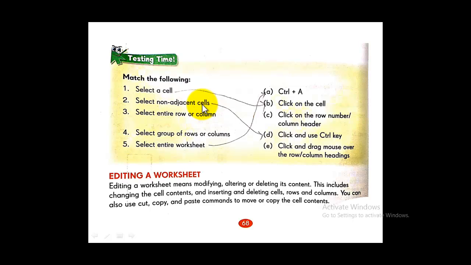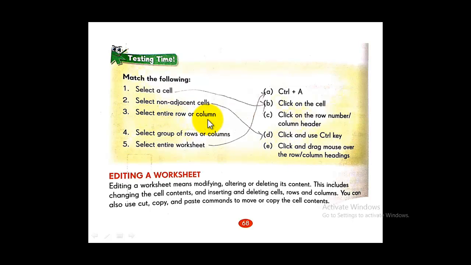Then selecting non-adjacent cells: click and use the Control key to select non-adjacent cells. We have to first select the first cell, then press the Control key on the keyboard, and click on the non-adjacent cells which you want to select.